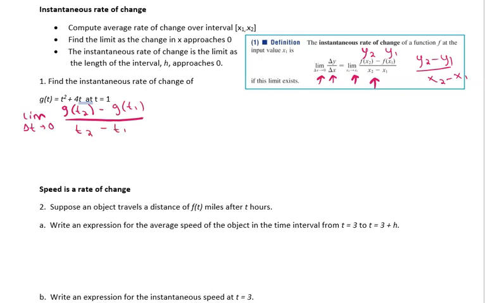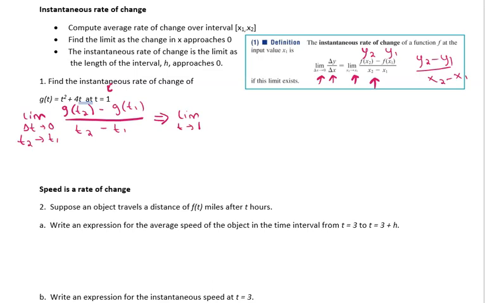Let's think about this for a minute. If our change in t is approaching zero, that means that we could say t2 is approaching t1. And if t2 is approaching t1, well, then that means that we have two values. One is t and one is 1, because that's what's given to us in the original. So another way we could write this is the limit as t approaches 1. So our t and our 1 are getting closer and closer together as our t2 and our t1 values are getting closer together.